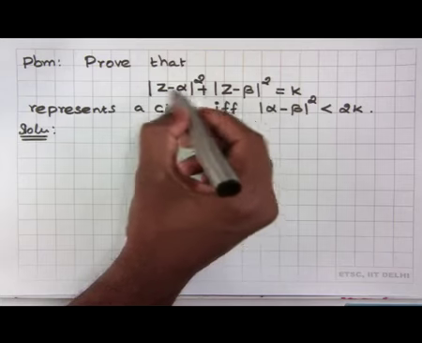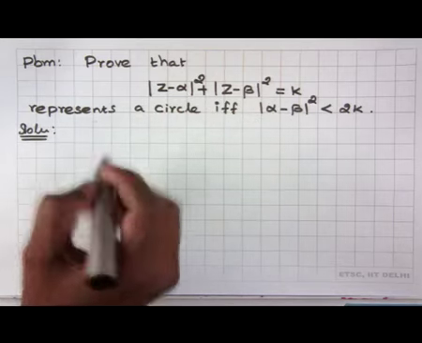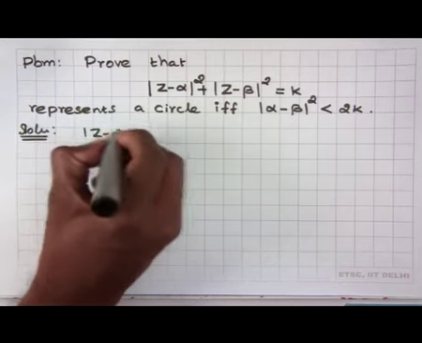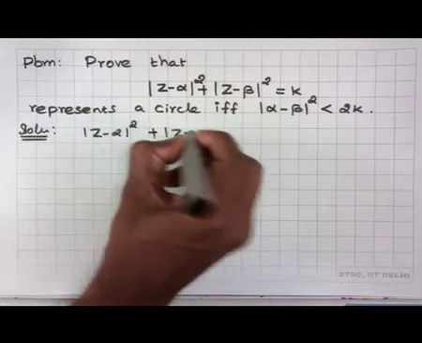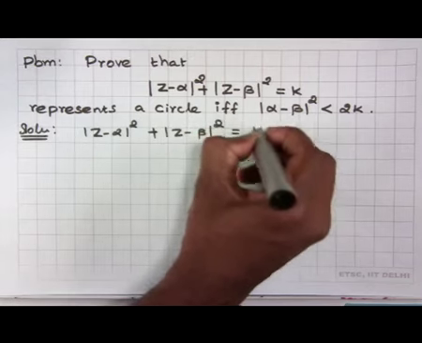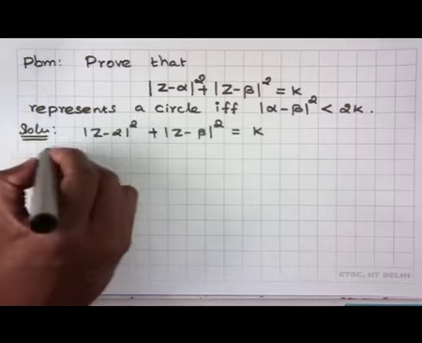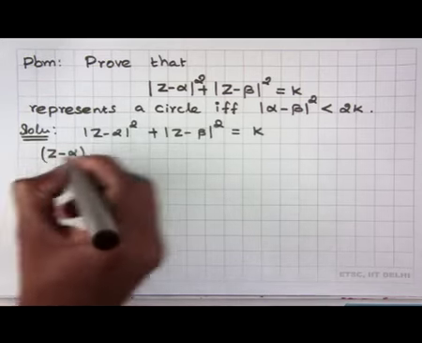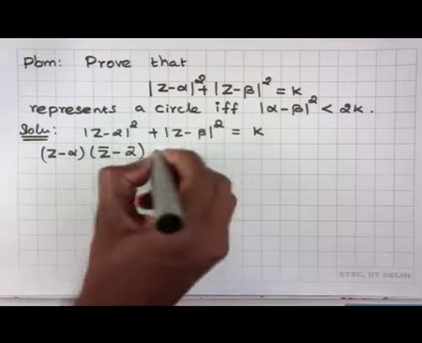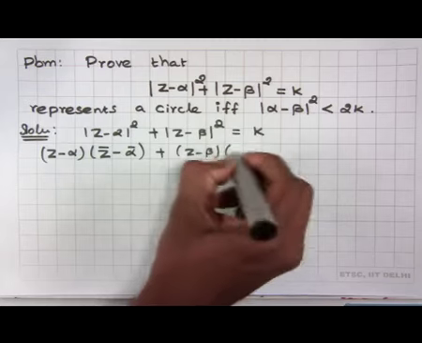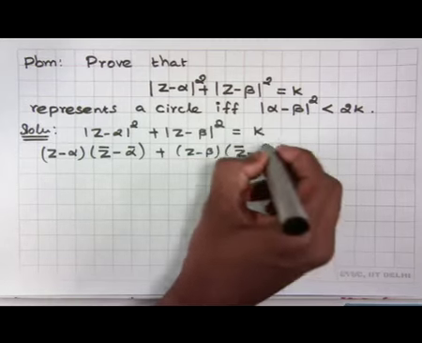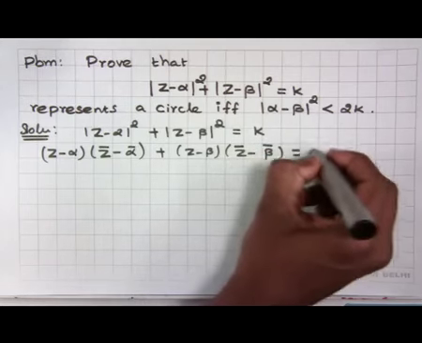Suppose a complex number satisfies this equation, then |z − α|² + |z − β|² = k. It is the same as (z − α)(z̄ − ᾱ) + (z − β)(z̄ − β̄) = k.